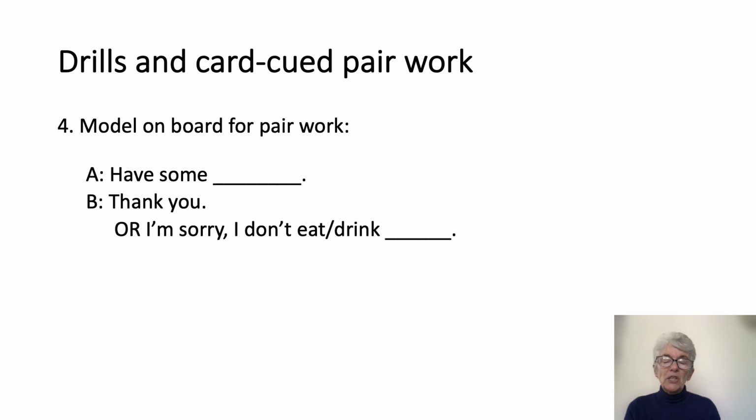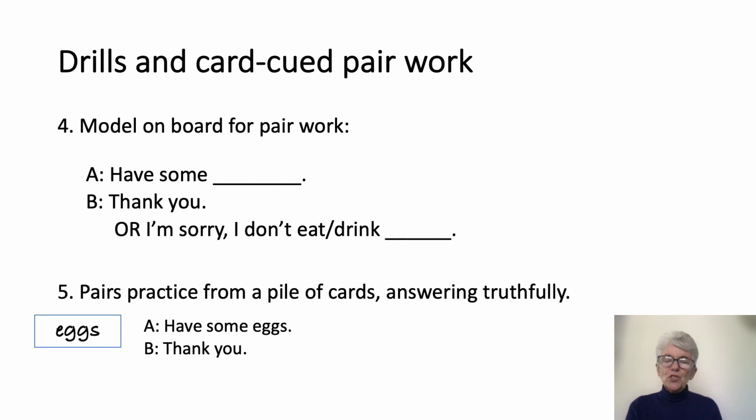Next, I put the model dialogue on the board. Students work in pairs. Everyone is talking at once, and I'm walking around the class listening. The students use their pile of cards to cue the sentences they make. For example, A picks a card from the pile. It says eggs. She says, "Have some eggs," to her partner. And B answers yes or no truthfully.